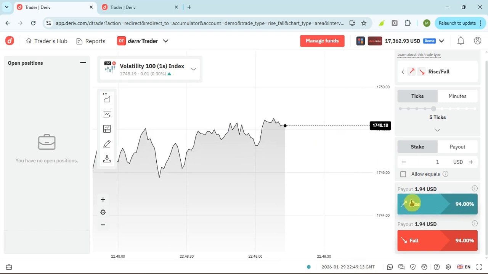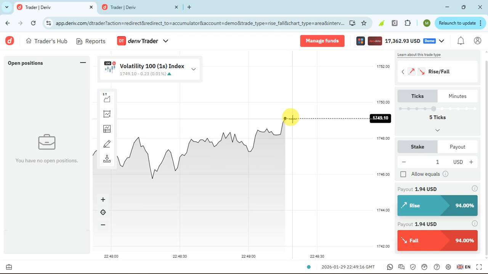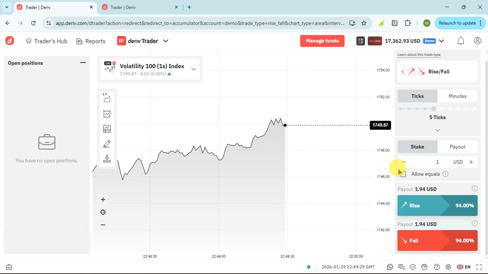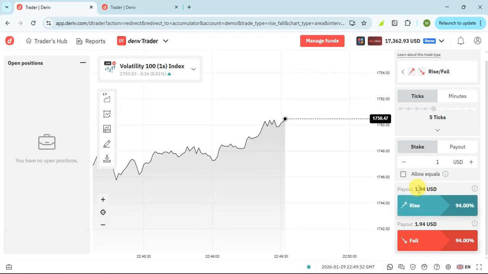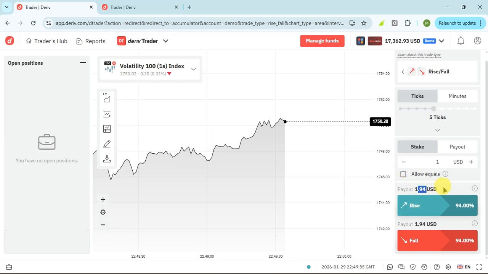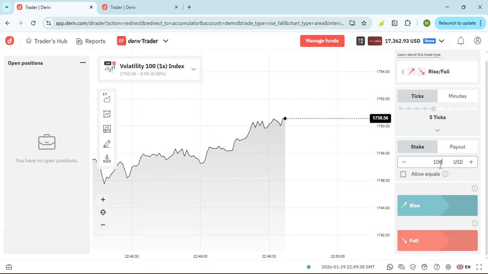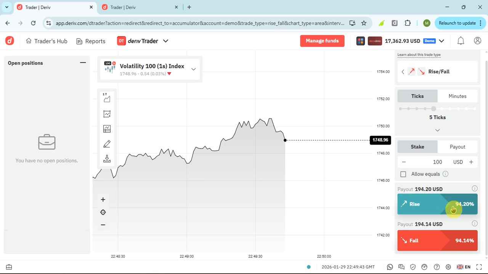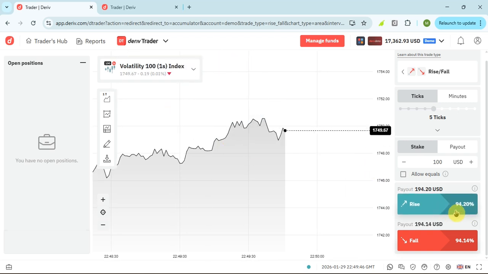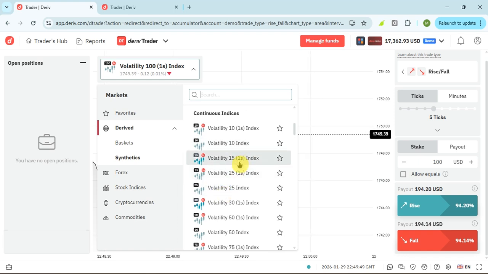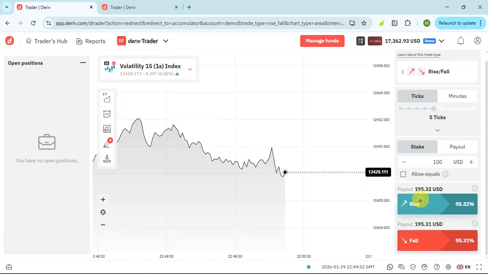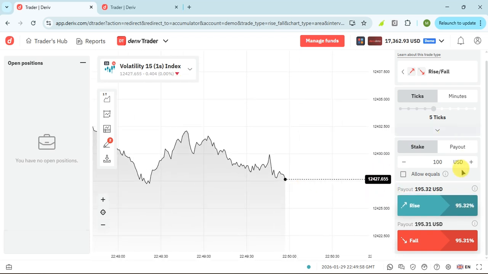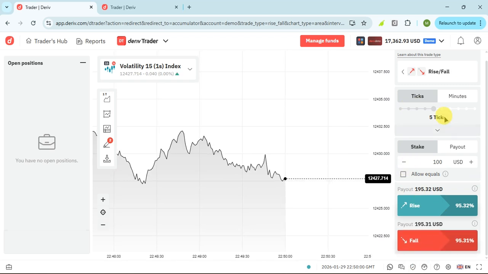Let's say that I said it will rise and I entered that trade. For example, I entered here, and it happens that after 1 minute it is above my entry point. Then I'll win 0.9 when I use $1. Let's say I use $100, then I'll win $94 as a profit. So the profit rate is 94, and it will depend on the market. Here I can choose a market, and you see the difference. It keeps changing. As you can see, the profit just changed. So you also need to note that these profits are influenced by markets.